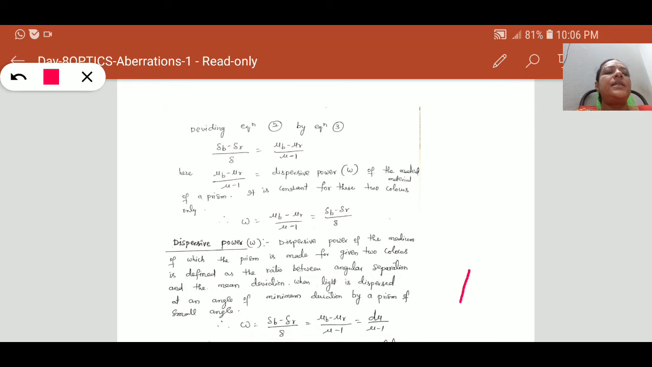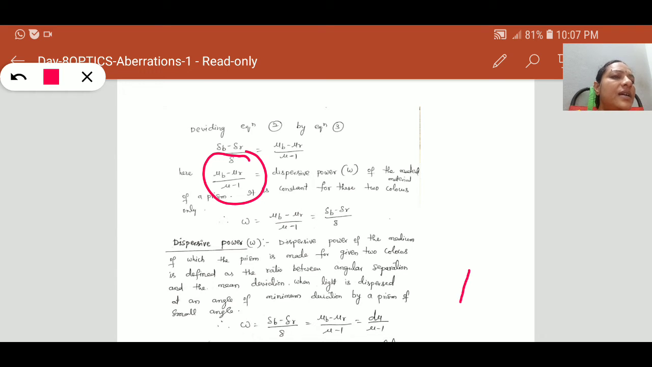Let us divide equation 2 by equation 3. We get (δB − δR)/δ, that is (μB − μR)/(μ − 1). Here (μB − μR)/(μ − 1) is known as the dispersive power ω of the material, that is, the material of a prism. It is constant for these two colors only.